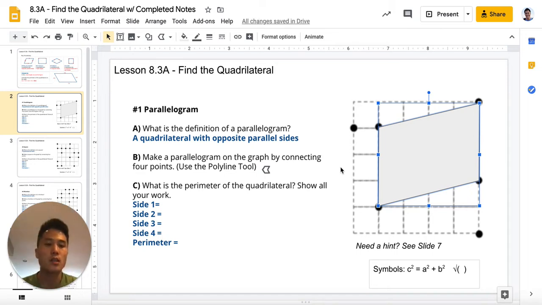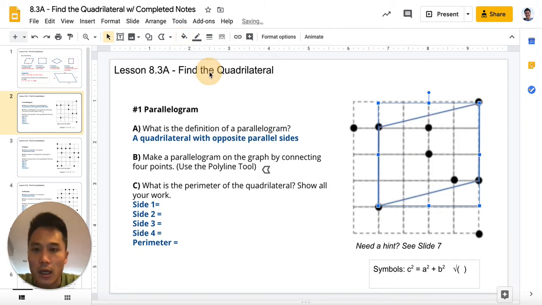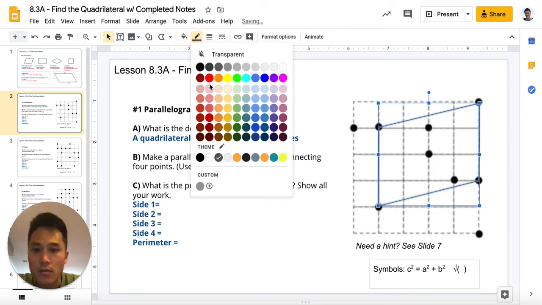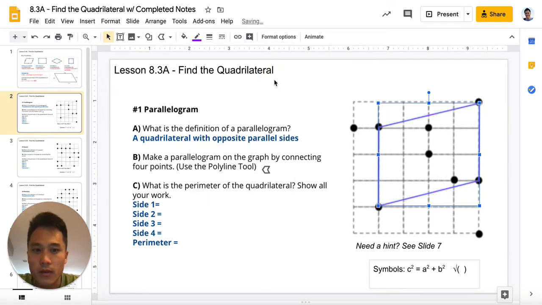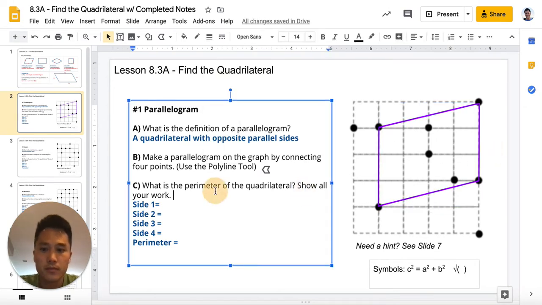And you can see that I've made a parallelogram with opposite sides parallel. You can leave your parallelogram like this, or if you want to get fancy with it, I like to do fill color as transparent. Let's choose, I don't know, I'm gonna go purple. I can make it thicker too. And there's my pretty parallelogram, just like that.